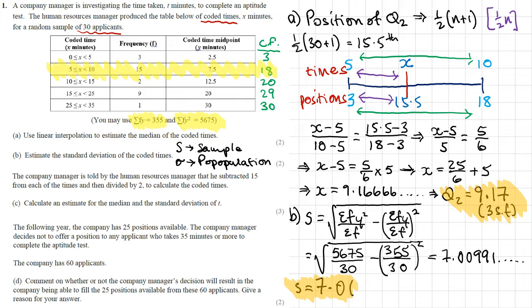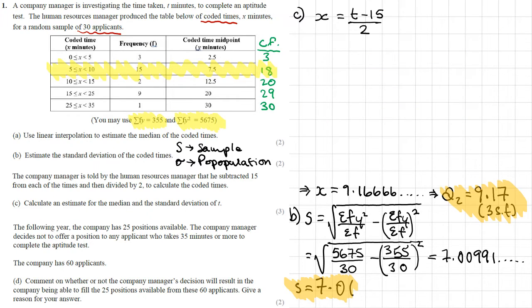Okay, let's move on to part C. So the company manager is told by the human resources manager that he subtracted 15 from each of the times and then divided by 2 to calculate the coded times. Part C, calculate an estimate for the median and standard deviation of T. So we basically need to decode these results to work out what the results were for the original data.